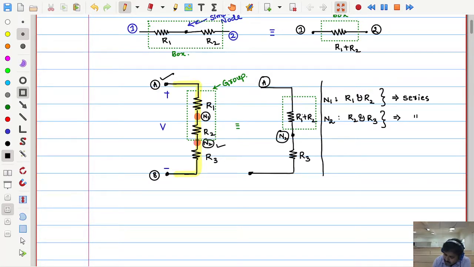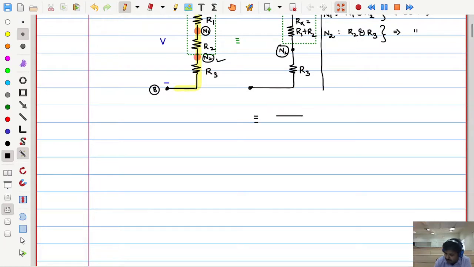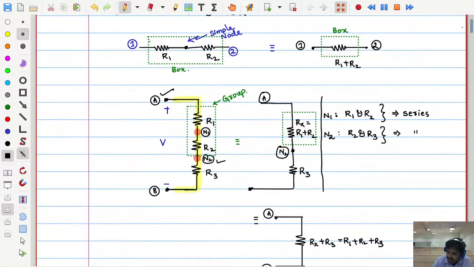Clear? So now this value, let us say Rx, where Rx is equal to R1 plus R2. Now Rx and R3 are in series. So in the next step we can make an equivalent of this: we replace Rx and R3 between the A and B terminals as Rx plus R3, which is simply R1 plus R2 plus R3, the summation of three elements. This is the total resistance between the AB terminals.